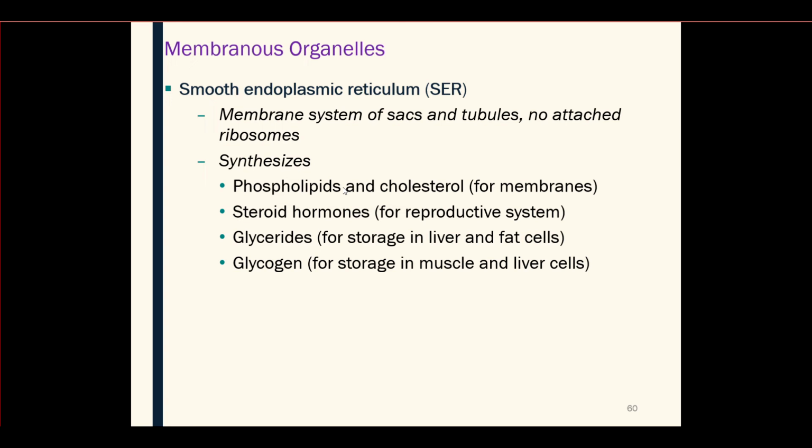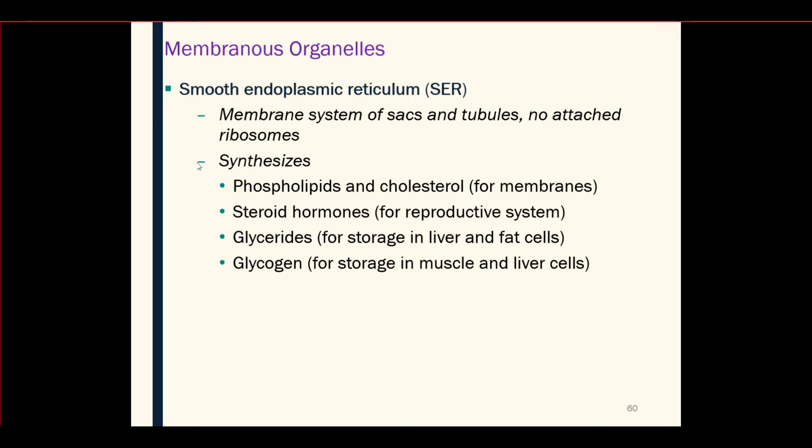Now, there's also ER that does not have the ribosomes on it. So it's going to have a more smooth appearance, and this we're going to call the smooth ER, or the SER. Since there are no ribosomes, guess what this factory cannot produce? No ribosomes, no proteins. So it is a factory though. What does it produce? Check this out.